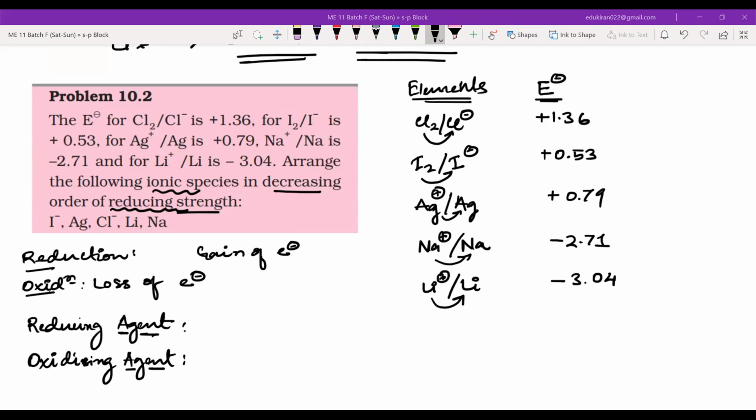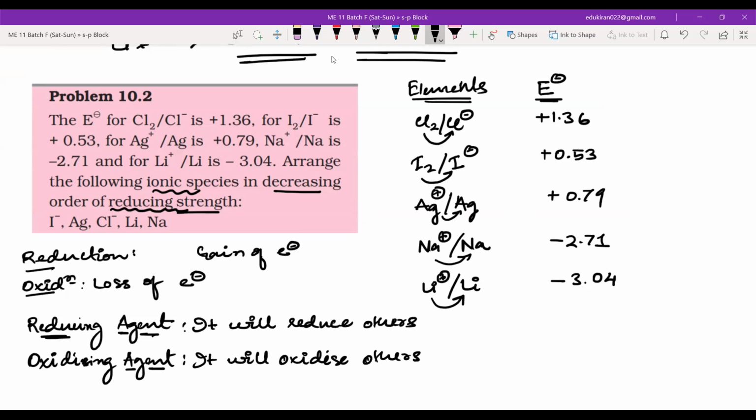So what will a reducing agent do? It will get reduced or it will reduce others? It will reduce others. Very good. It will reduce others. Oxidizing agent, it will oxidize others.